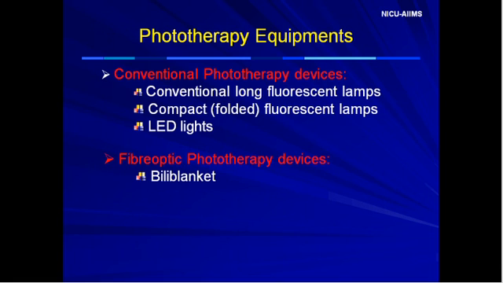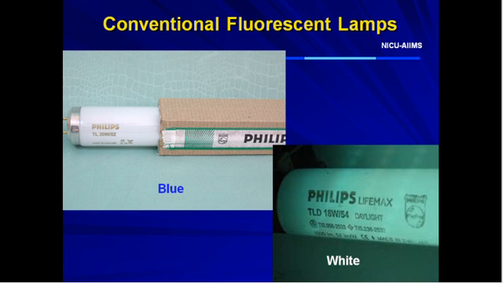Two types of phototherapy devices are currently available: the conventional phototherapy devices and the fiber-optic phototherapy devices. Conventional phototherapy devices typically use one or more tungsten halogen bulbs, long or compact or folded fluorescent lamps, or most recently light-emitting diodes. Fiber-optic devices, also called Billy blanket, use a standard light source like a quartz halogen or a high-intensity light-emitting diode bulb.